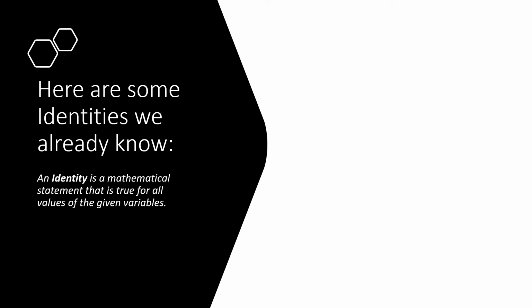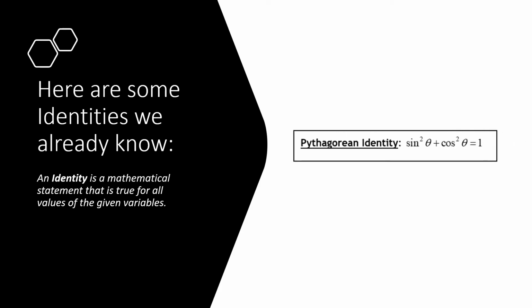So these are some identities we already know that we got from our last lesson. The Pythagorean identity, that's the big one. That's one you've got to memorize. It's the most important one, and the explanation comes from last lesson. Remember that an identity is a mathematical statement that is true for all values of the given variables. So something is an identity if no matter what you sub in for theta, in this one, you'll get it to equal 1. But an identity means the left side is going to equal the right side no matter what you sub in.